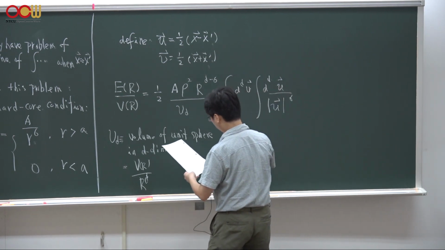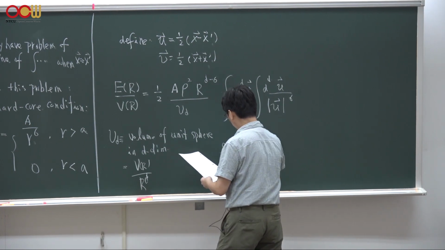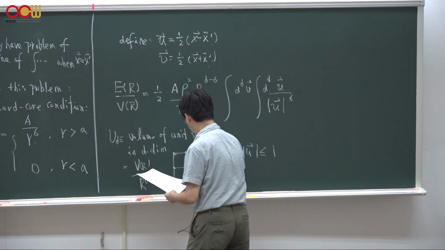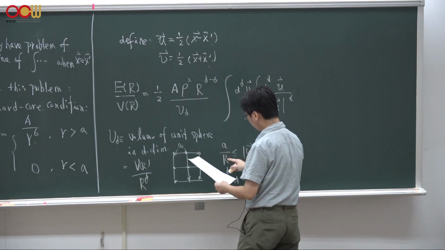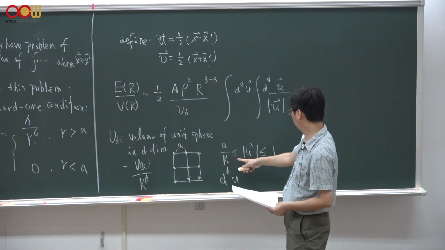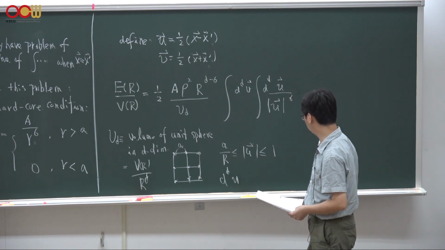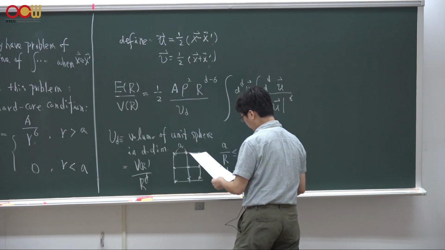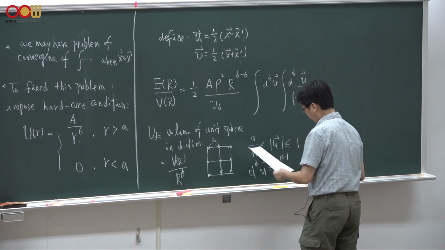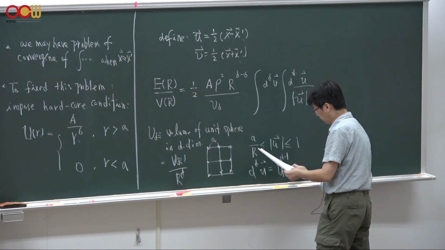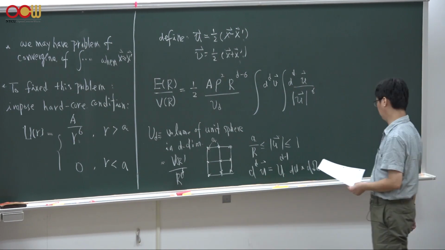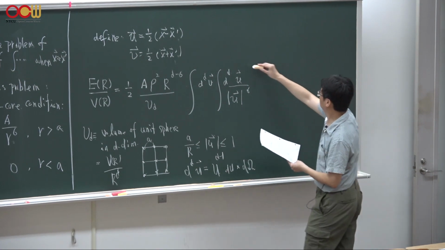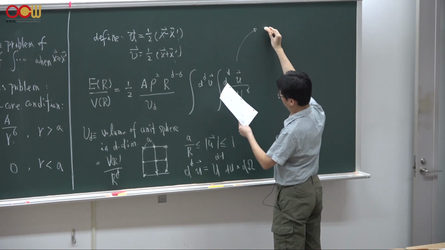So let me just write down this relation in this calculation. Little a is the lattice constant of these particles on the lattice, and a divided by r is the lower bound of u, and 1 is the upper bound of u. This small volume integral du to the power of d is given by u to the power of d minus 1 times du times the solid angle. With that kind of parameterization, you could very easily evaluate this thing.